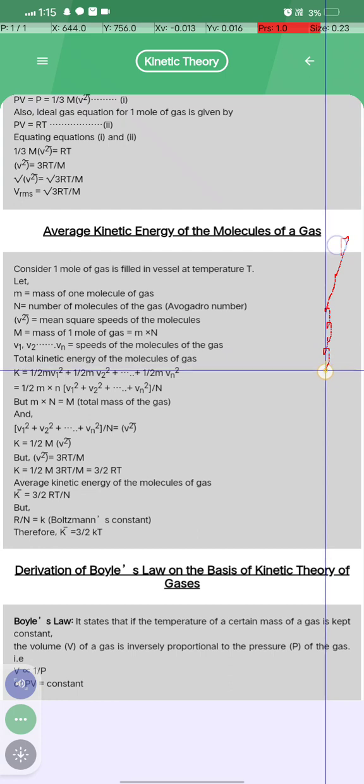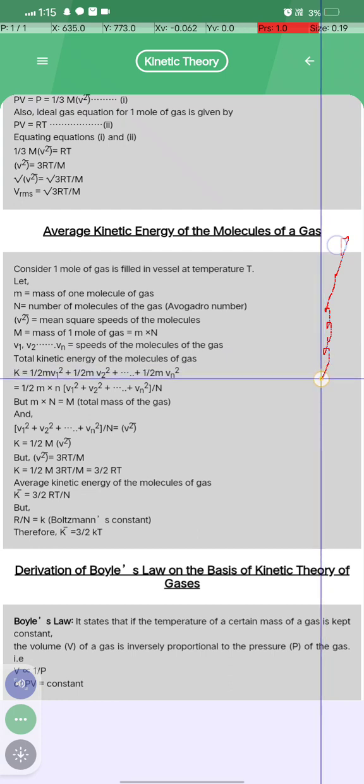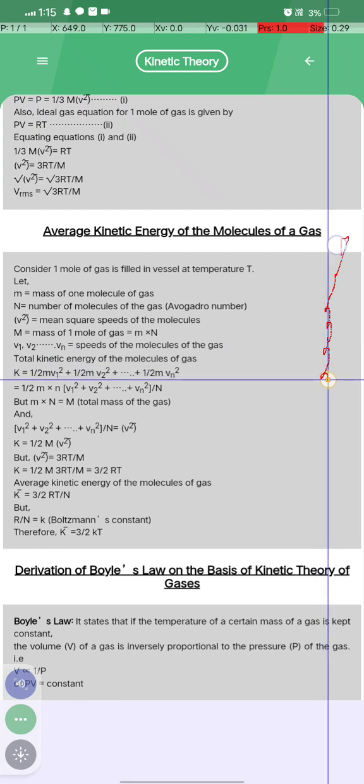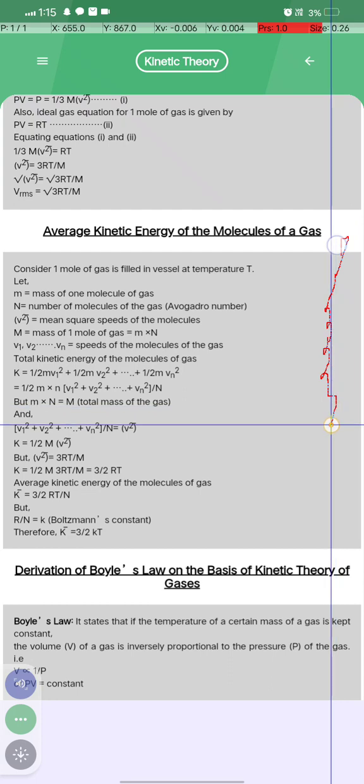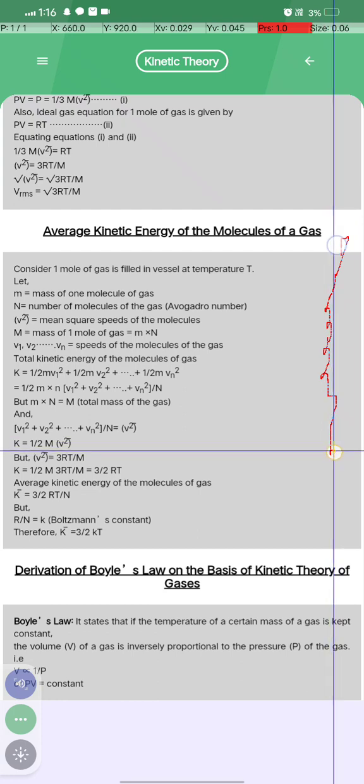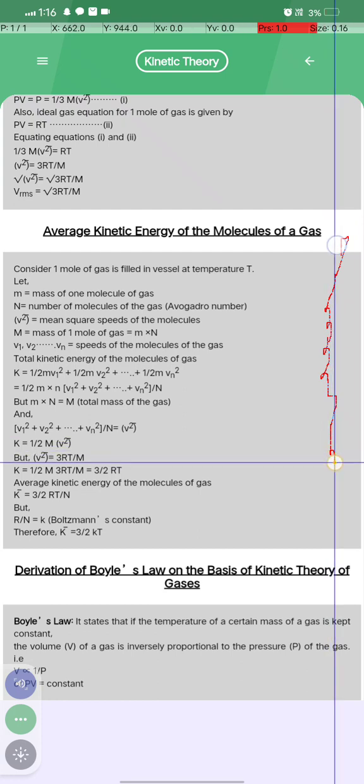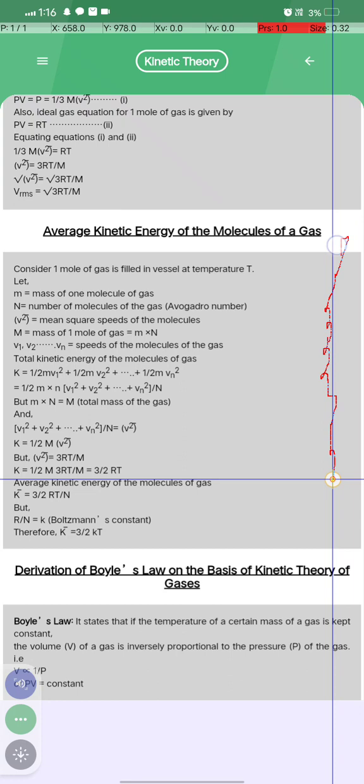The total energy of the molecules of the gas, K = ½mv1² + ½mv2² + ... + ½mvN², which is ½m(v1² + v2² + ... + vN²). But mN = M, the total mass of the gas, and (v1² + v2² + ... + vN²)/N = v². So K = ½Mv², and v² = 3RT/M, so K = ½M × 3RT/M = 3/2 RT.